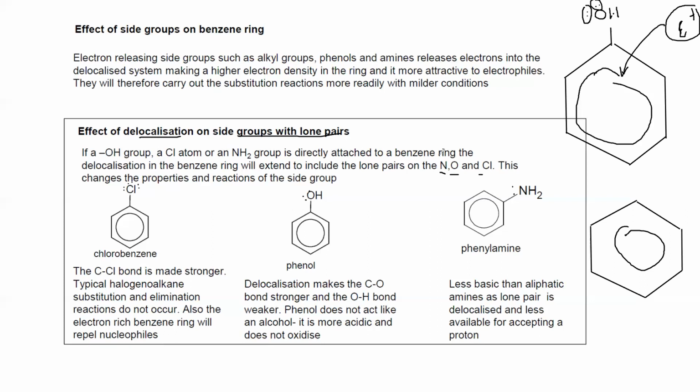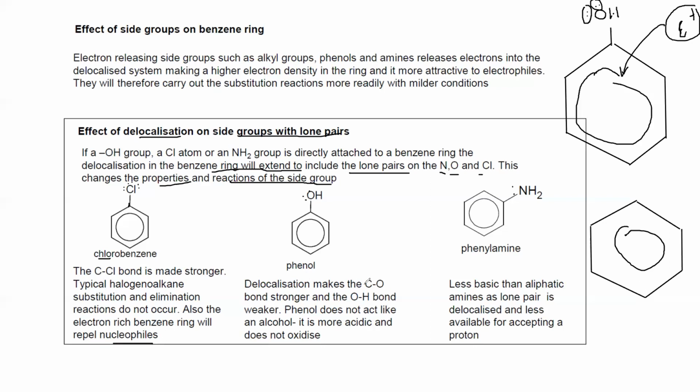When these groups are attached to a benzene ring, the delocalization of the benzene ring will extend to include the lone pair as well, and this changes the properties and the reactions of the side group. So in this example, the carbon and chlorine bond in chlorobenzene is made stronger, and typically halogenoalkane substitution or elimination reactions do not occur. Also, the electron-rich benzene ring will repel the nucleophiles.